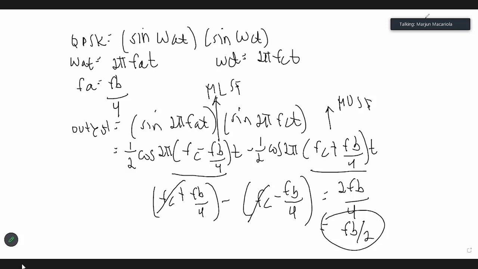Then, to be able to get the output spectrum or the bandwidth consideration of a QPSK, what you're going to do is subtract the maximum upper side frequency and its minimum lower side frequency. So that is why FC plus FB over 4 minus FC minus FB over 4 is equal to 2FB over 4 or FB over 2. Nagets na?